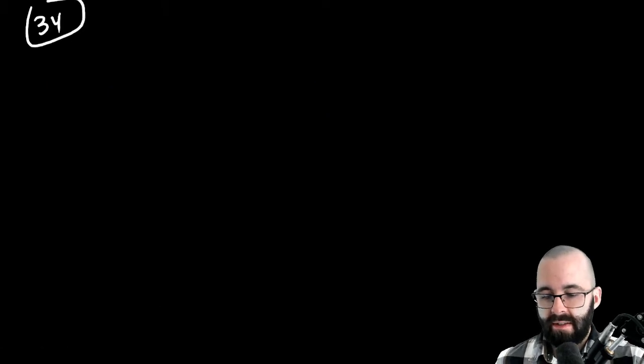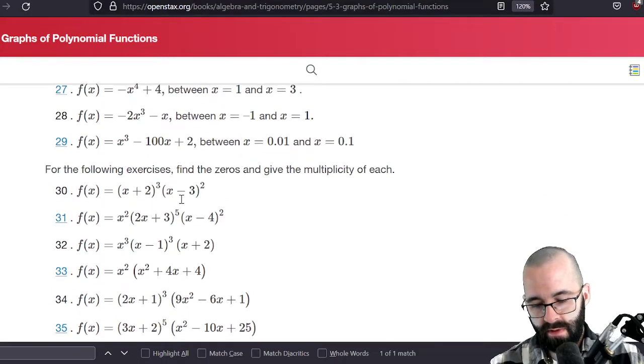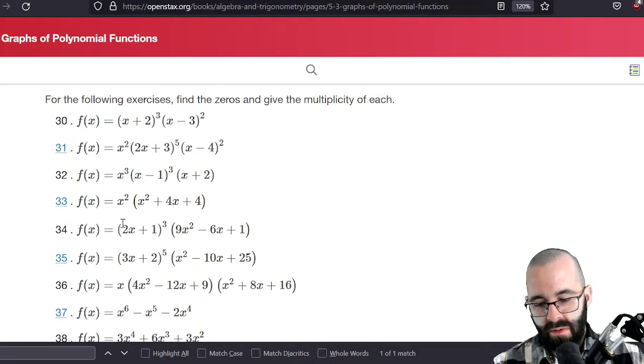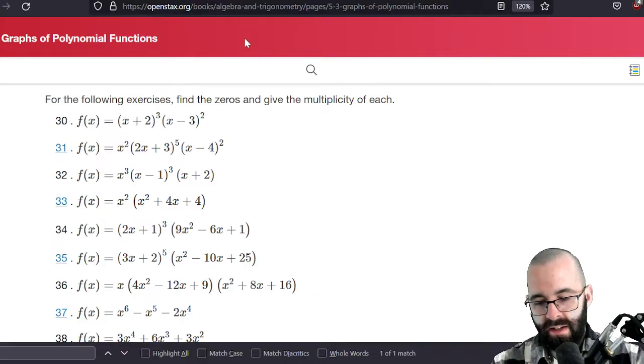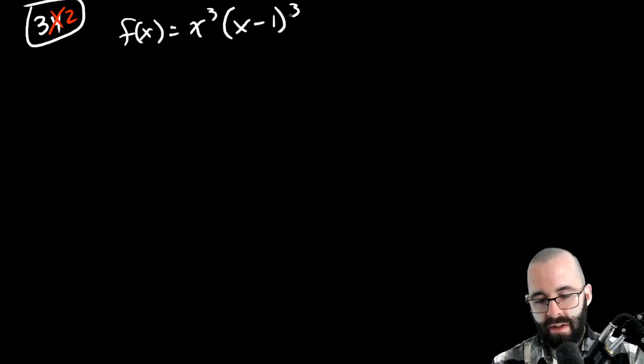Look at 34 next. Find the zeros and give the multiplicities of each. Did that one too. Let's do 32. I don't think we've done 32. 32 is f of x equals x cubed times x minus 1 cubed times x plus 2.